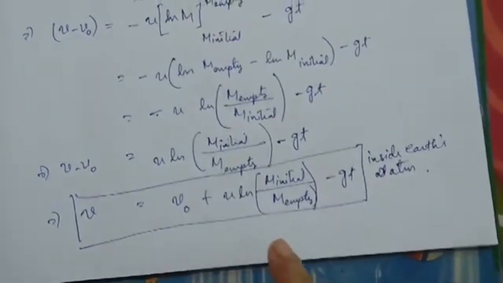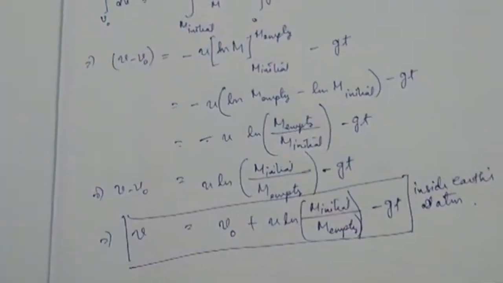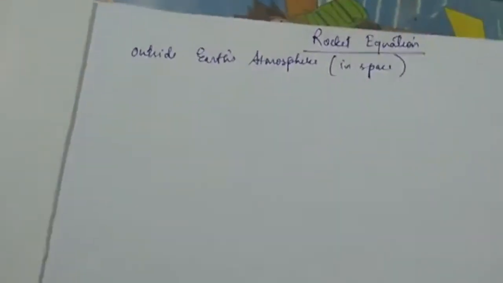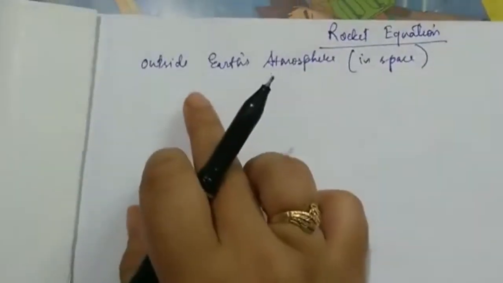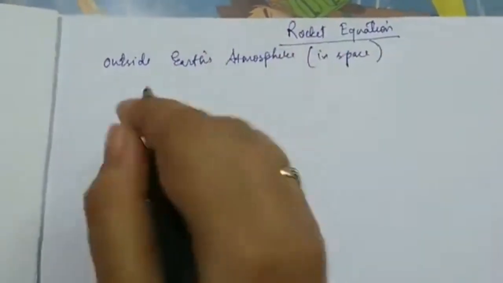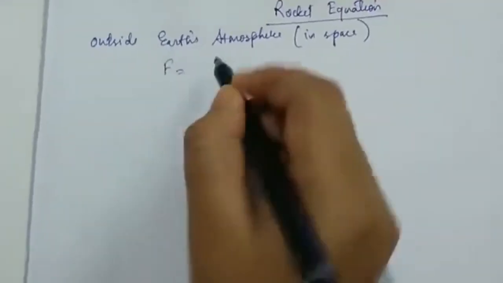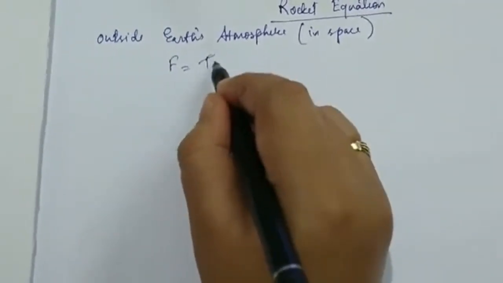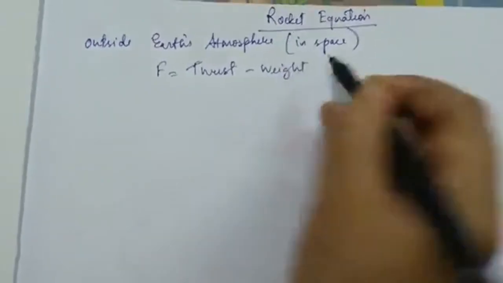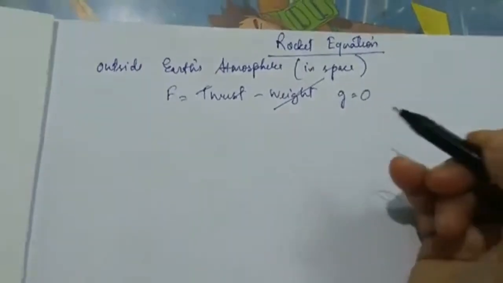Okay, so this is a very important derivation. This is the first stage we have completed, and next we will start the second stage. Now look into the second stage of the derivation. Now we are going to find out the velocity of the rocket outside Earth's atmosphere, that means in space. As you remember, force is equal to thrust minus weight, isn't it? Now interestingly, it will be weightless in space, because g is equal to 0.